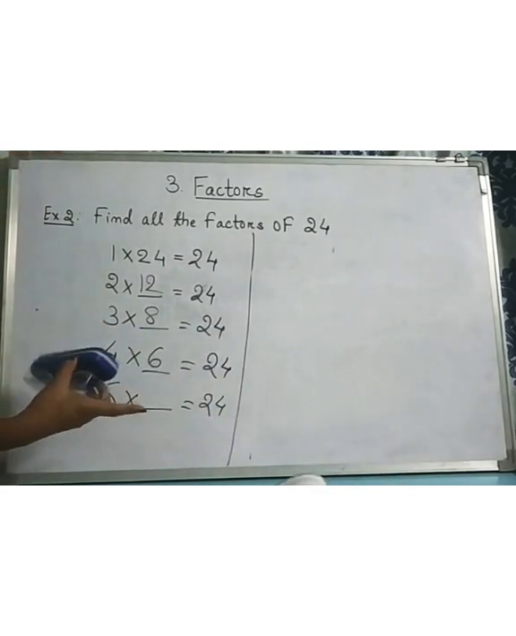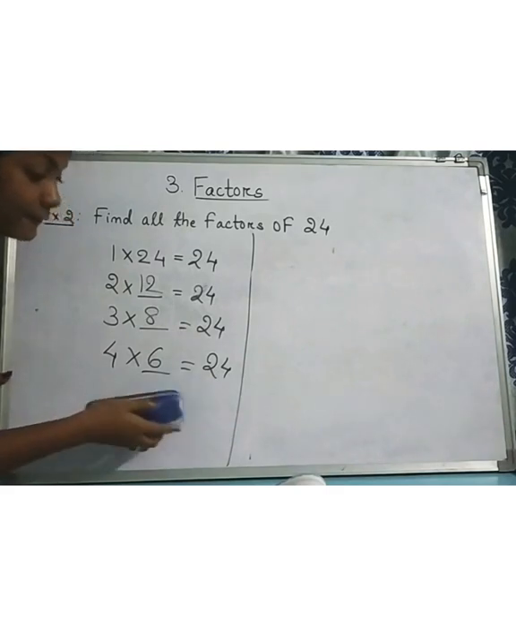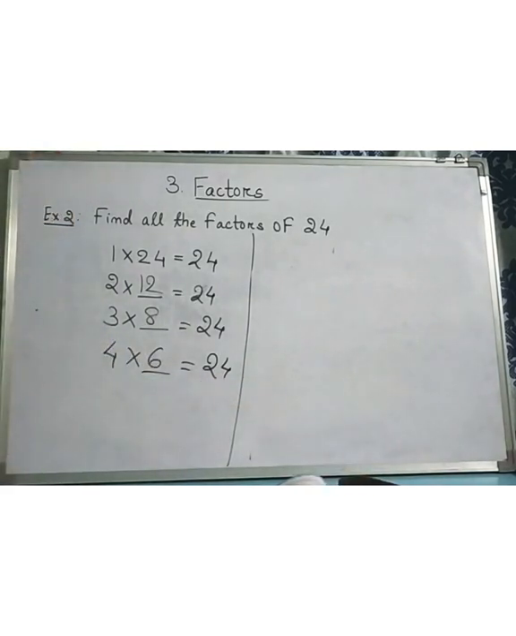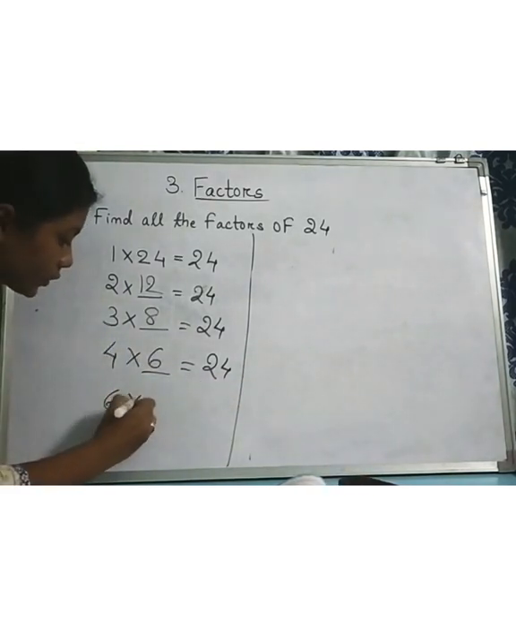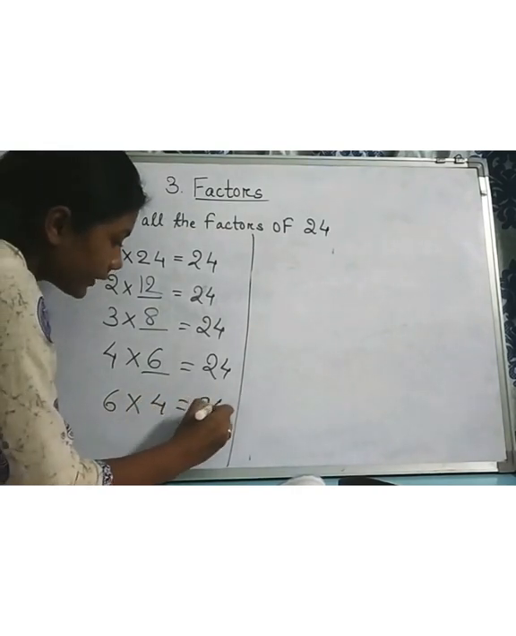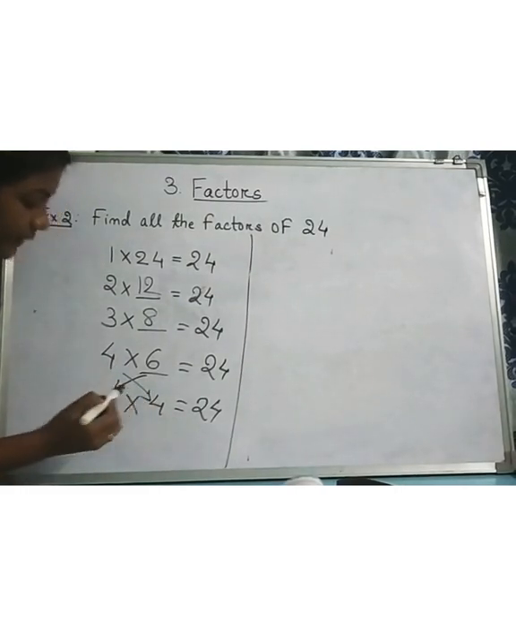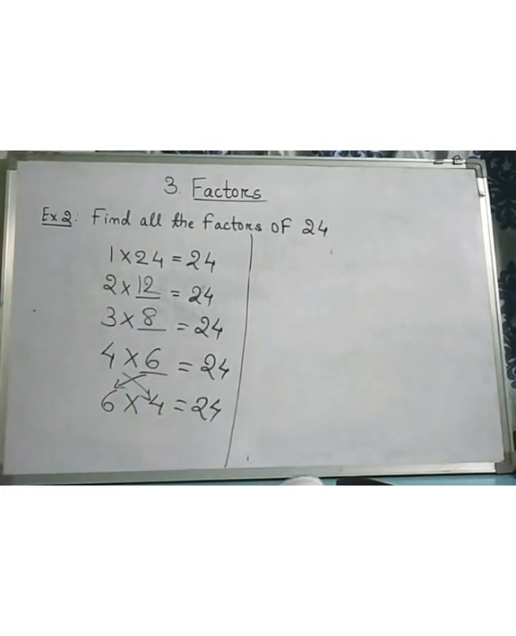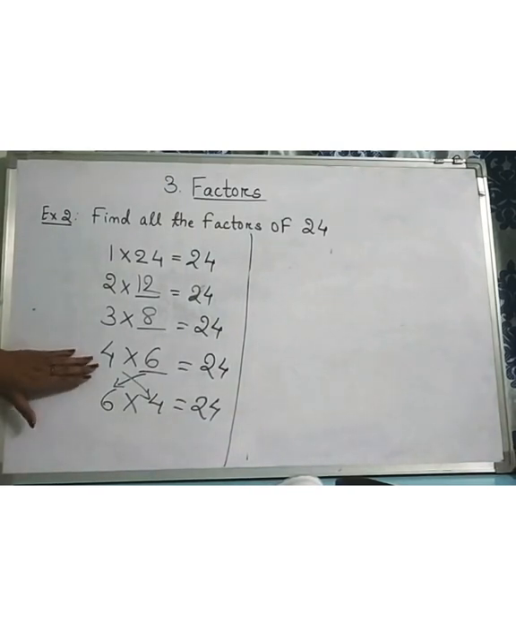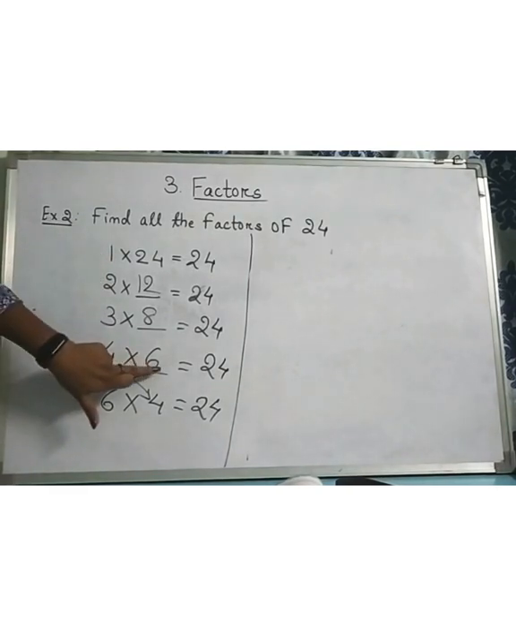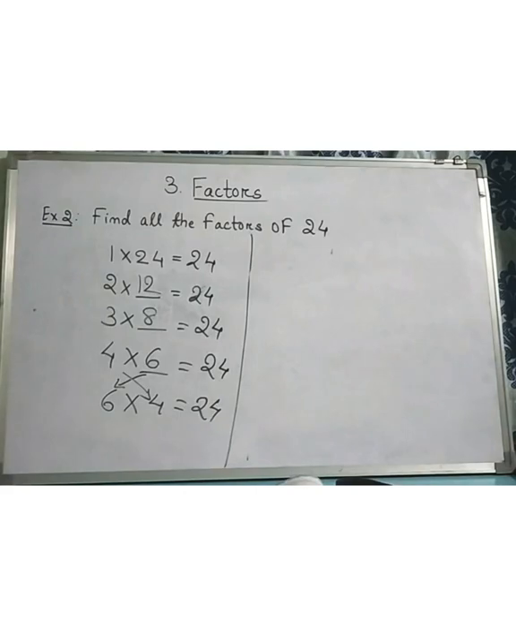So what will we do? We will take the next number. After 5, what is it? 6. So 6 into 4 is 24. Again, we can see here that the number 6 is repeated and 4 is also repeated. So now it is time to stop finding the factors. That means our factors are up to here: 1, 2, 3, 4, 6, 8, 12, 24. We will not repeat the numbers.